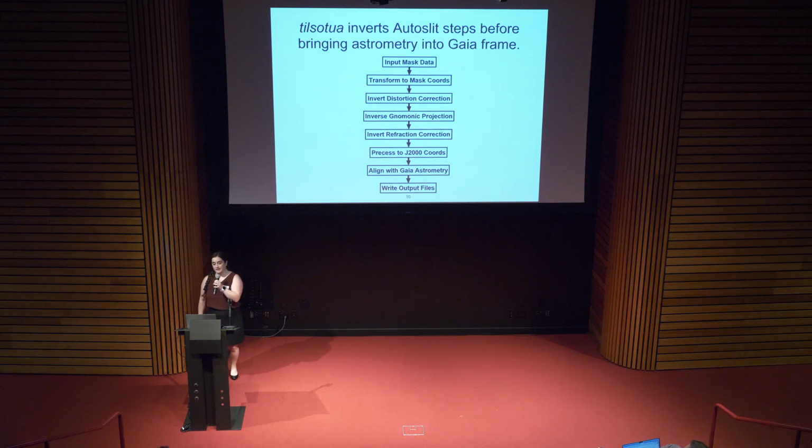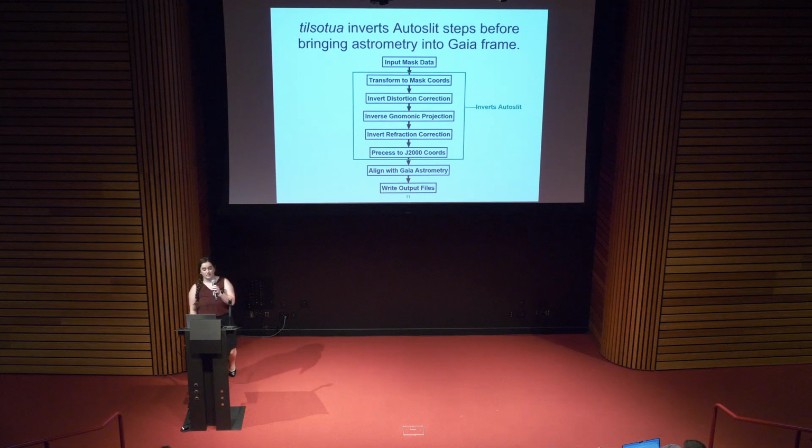A little bit more detailed breakdown of all of those steps is there on the slide. The important takeaway here, all of this goes into inverting AutoSlit, and then we perform a correction to align the mask with current Gaia astrometry.